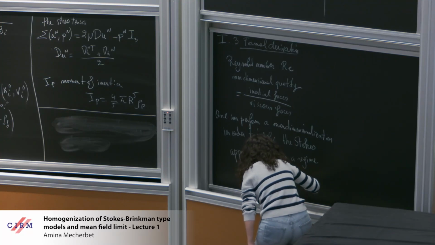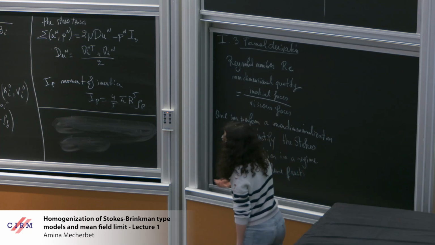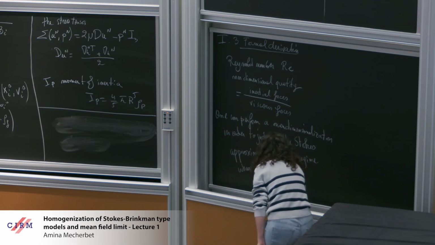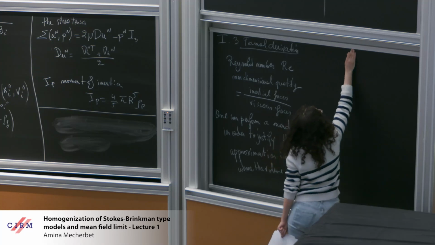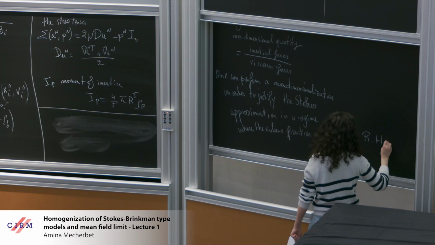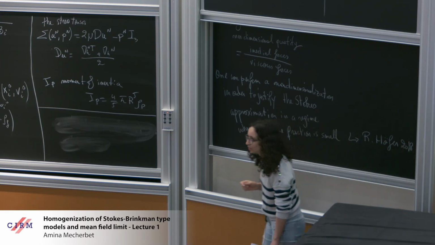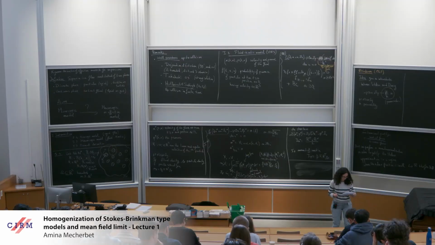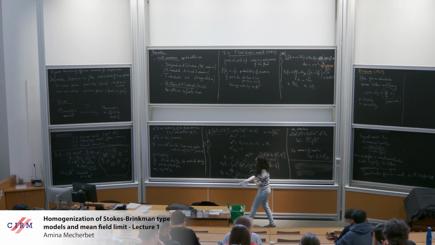This means that from now on we will act like we have performed such a renormalization, and we will get rid of the inertia of the fluid, where the volume fraction is small. So I refer to a paper by Richard Höfer from 2018, I think. Okay, so this is the first step. We will somehow get rid of this term.